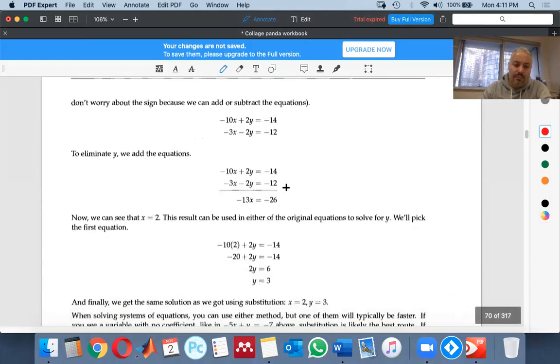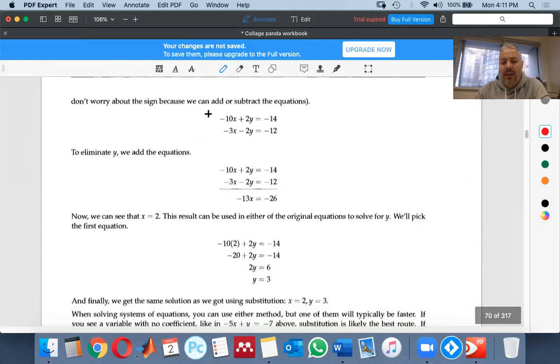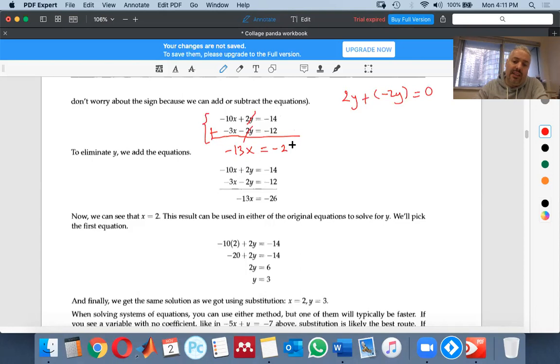What's that? Let's see. So this is our system right now. I have here positive 2y and negative 2y in the first equation and the second equation. If I add them side by side, positive 2y and negative 2y will be 0y. Then negative 10 and negative 3 will be negative 13x. And negative 14 and negative 12 will be negative 26. And then x is equal to negative 26 over negative 13, which will be positive 2.